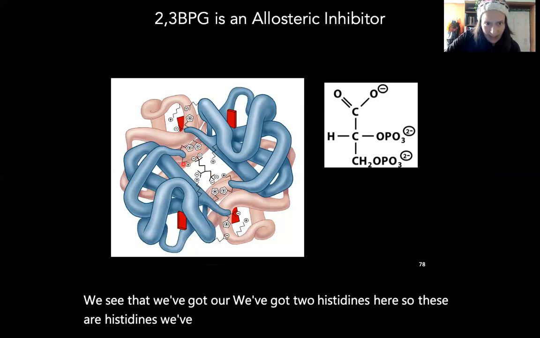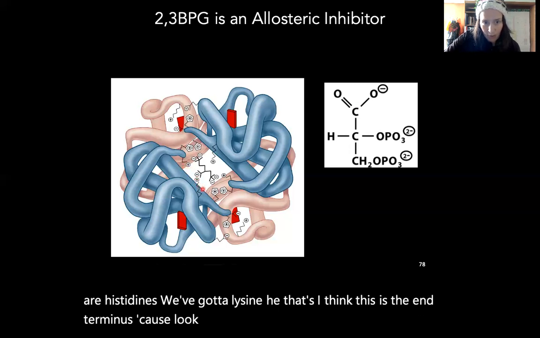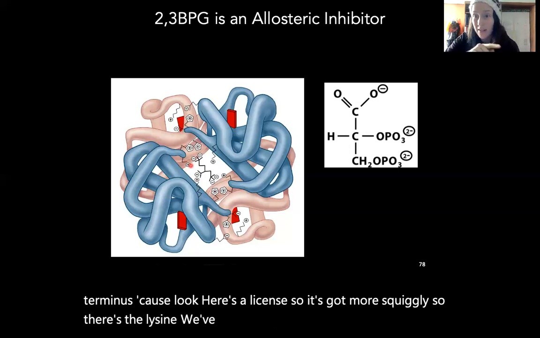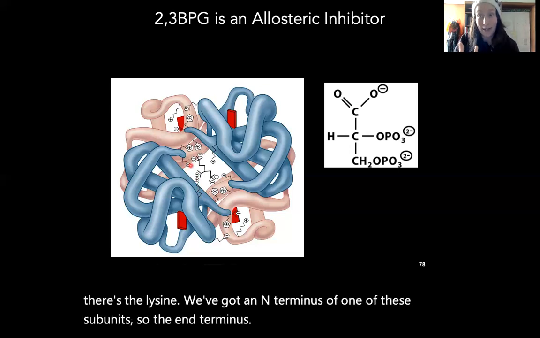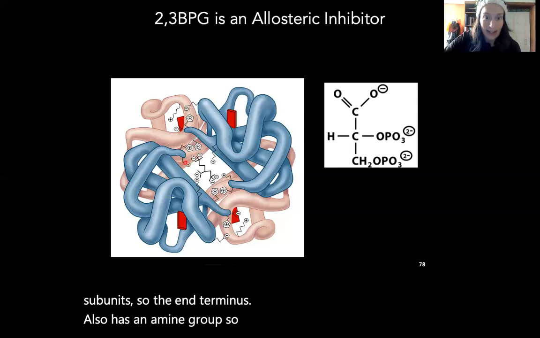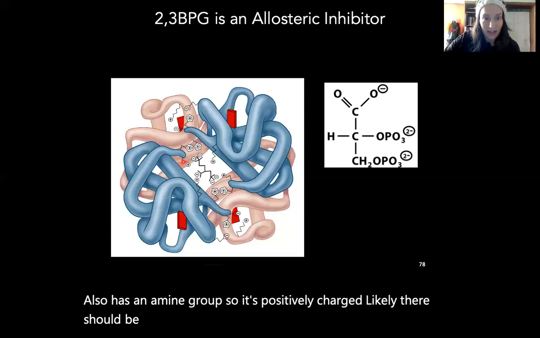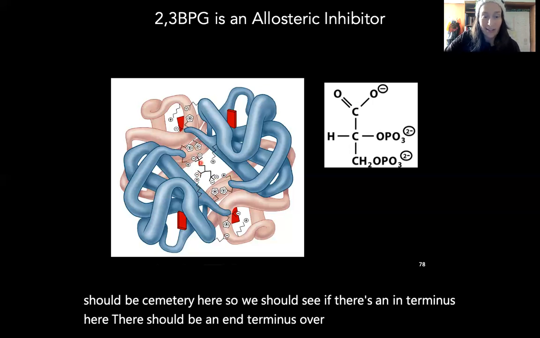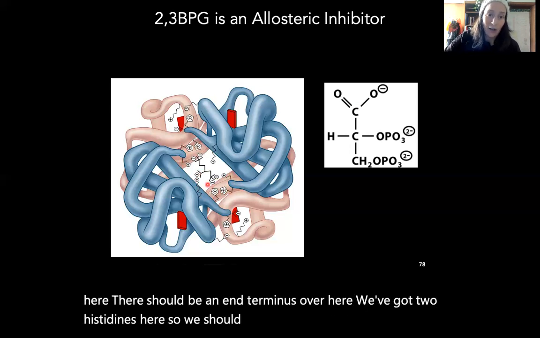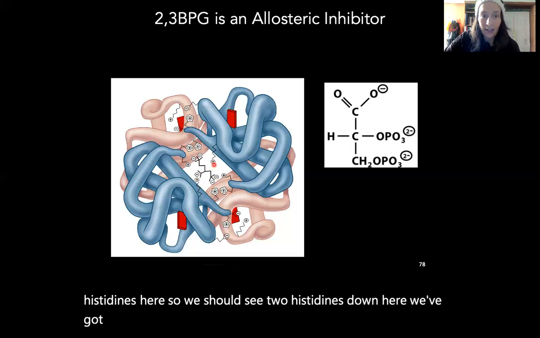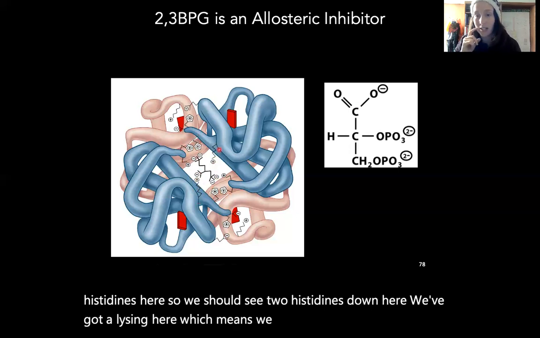Oh, I think this is the N-terminus. Because look, here's a lysine, so it's got more squiggly. So there's the lysine. We've got an N-terminus of one of these subunits. The N-terminus also has an amine group, so it's positively charged. Likely there should be symmetry here. So if there's an N-terminus here, there should be an N-terminus over here. We've got 2 histidines here, so we should see 2 histidines down here. We've got a lysine here, which means we should have a lysine on the other side as well.